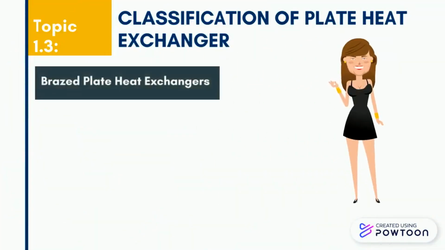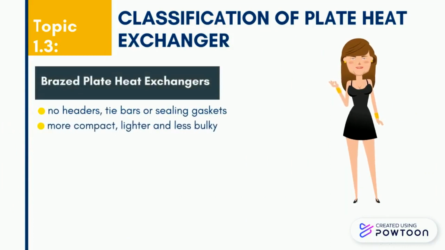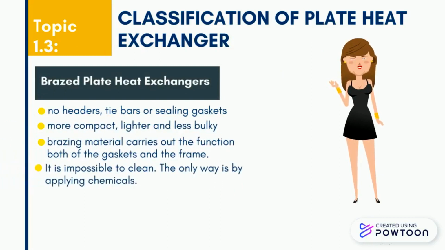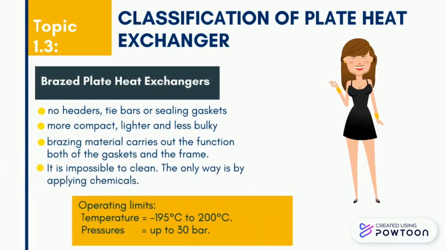Brazed plate heat exchanger. No header, tie bars or sealing gasket. More compact, lighter and less bulky. Brazing material carries out the function both of the gaskets and the frame. It's impossible to clean. The only way to clean is by applying chemicals. Operation limit. Temperatures between -195 degrees Celsius to 200 degrees Celsius. Pressure up to 30 bar.